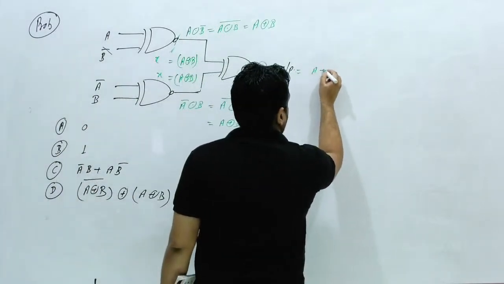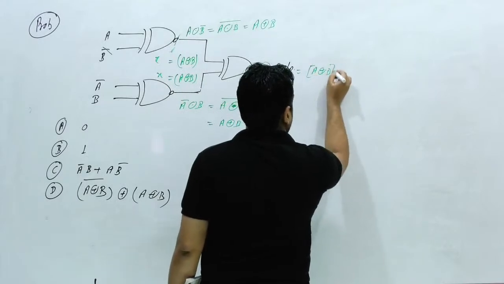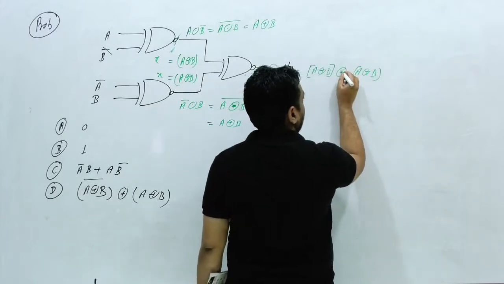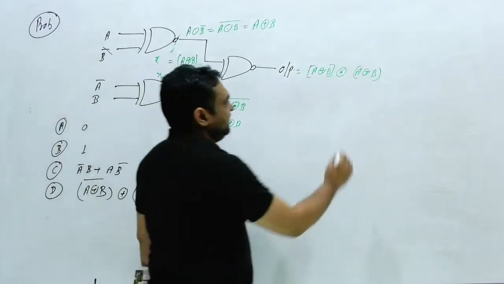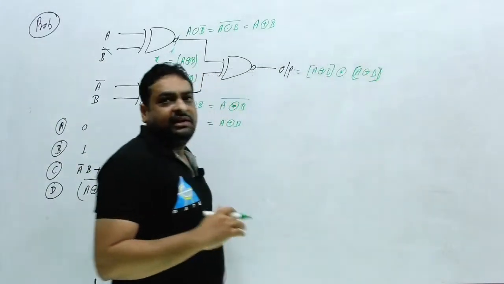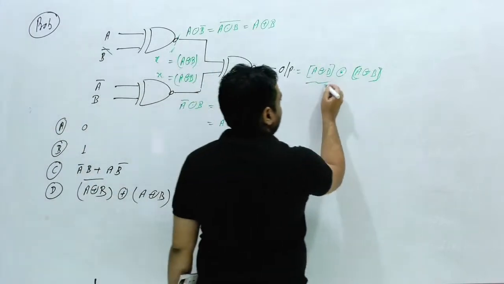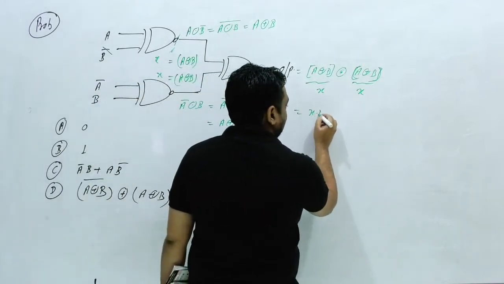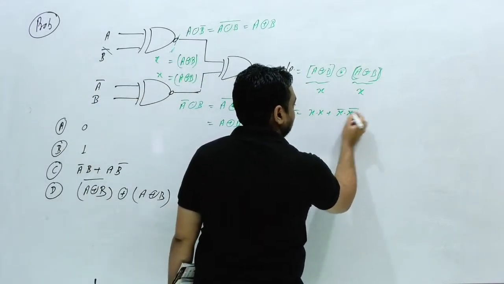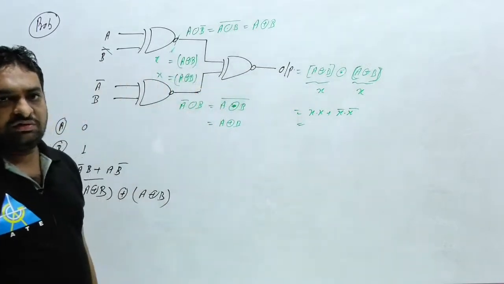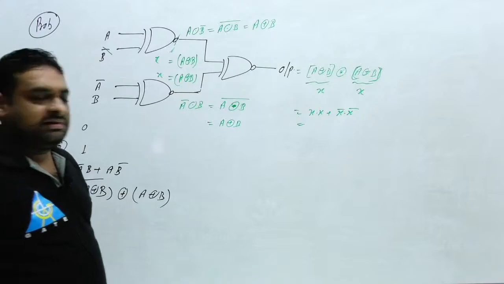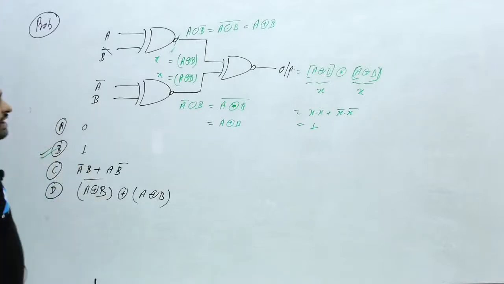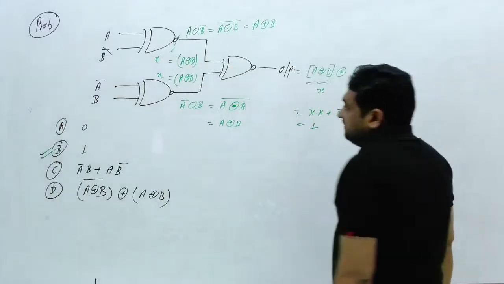What will be the output? A XOR B XOR A XOR B whole bar, or you can also say it is an XNOR: (A XOR B) XNOR (A XOR B). Same quantity X, so X XNOR X. What answer do you get? X dot X plus X bar into X bar. Whether X is 0 or 1, you will always get answer 1. Clear? So the answer will be option B.